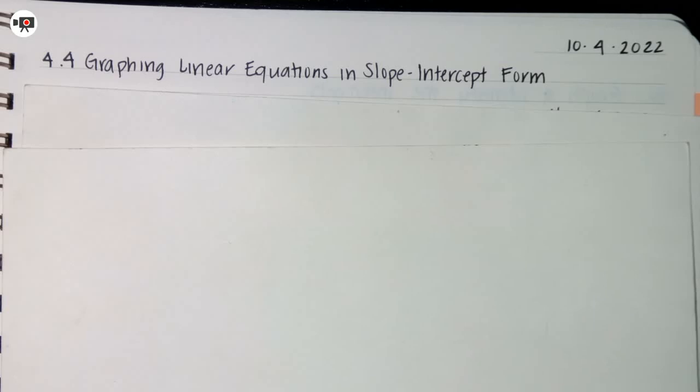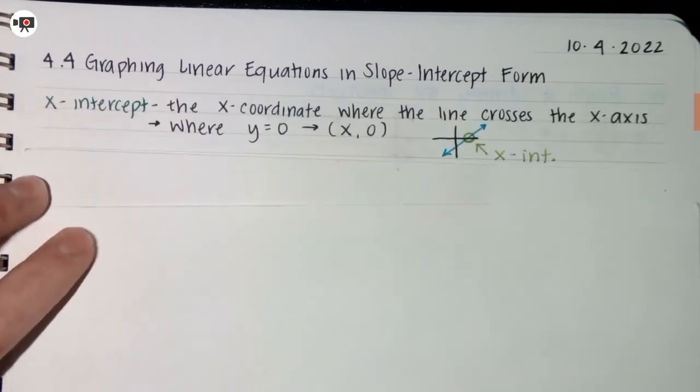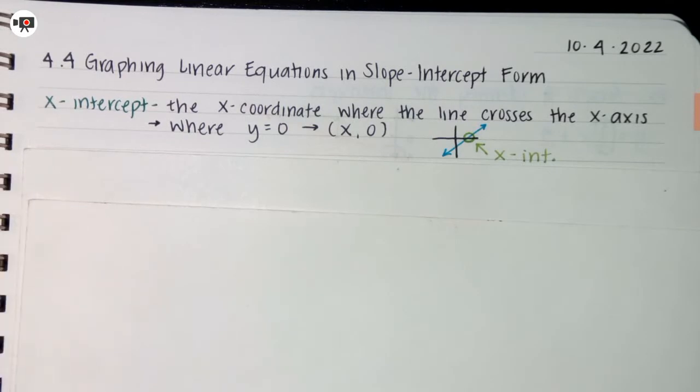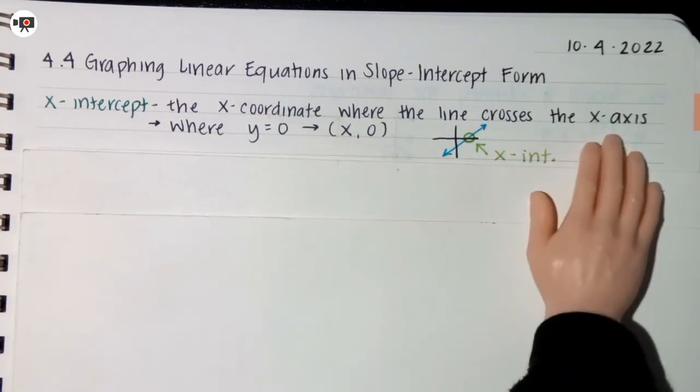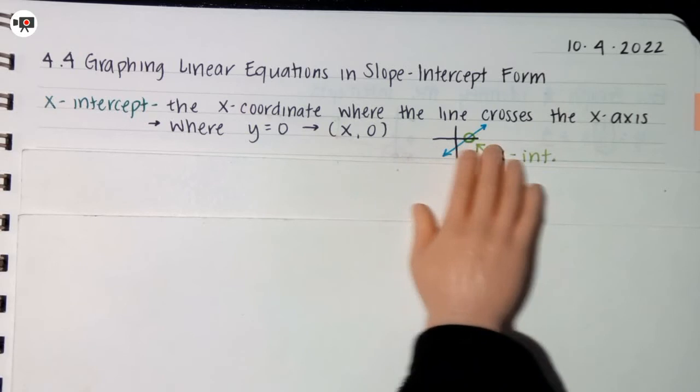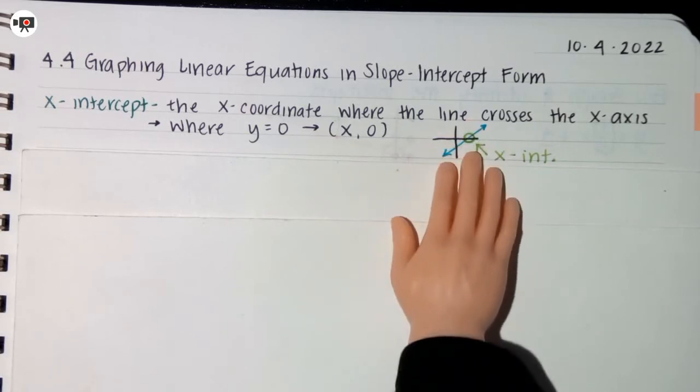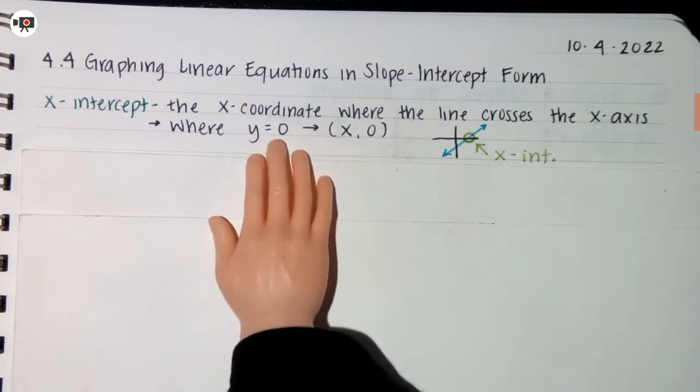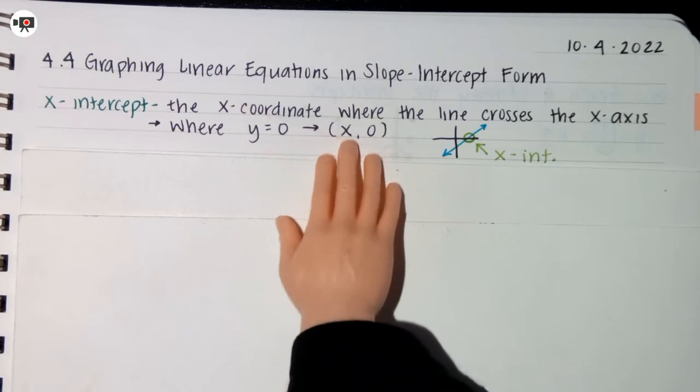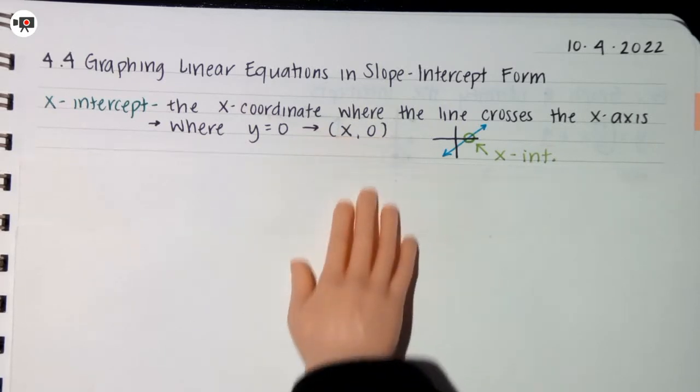This is 4.4, graphing equations in slope-intercept form. The x-intercept is the x-coordinate where the line crosses the x-axis. If it crosses the x-axis, we're not traveling up or down any, so y is 0. It will be a number here instead of x, comma, 0.